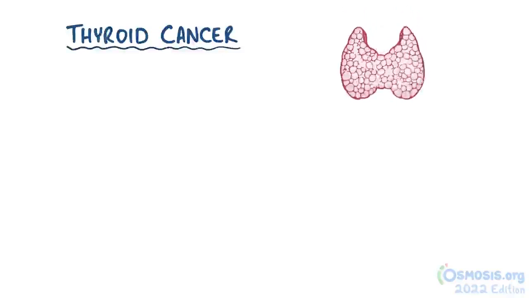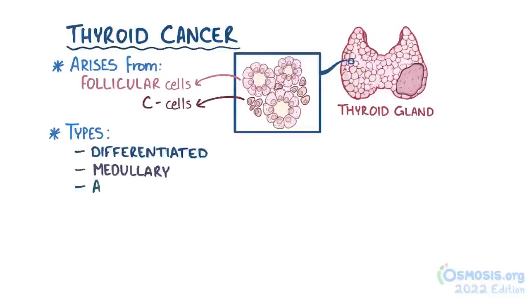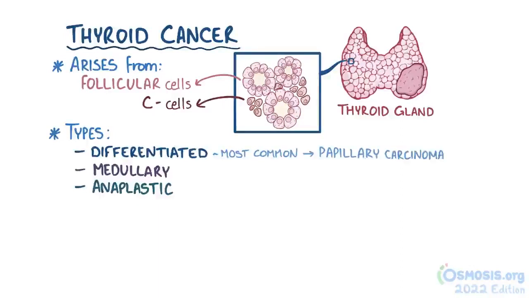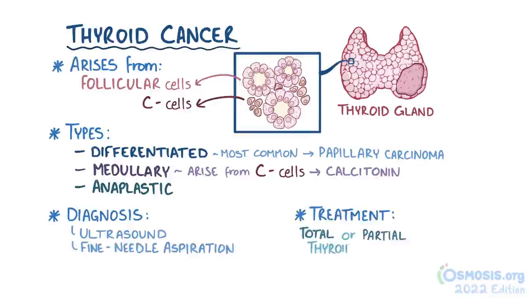All right, as a quick recap, thyroid cancer is a cancer that forms in the thyroid gland, and it arises from either follicular cells or C cells. There are 3 main types of thyroid cancer: differentiated, medullary, and anaplastic. All the differentiated types arise from follicular cells, and the most common type is papillary carcinoma. Medullary carcinomas arise from the C cells of the thyroid, which produce calcitonin. Diagnosis usually starts with a thyroid ultrasound, and it's confirmed with a fine needle aspiration. Treatment consists of a total or partial thyroidectomy.